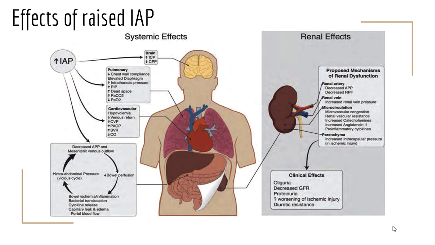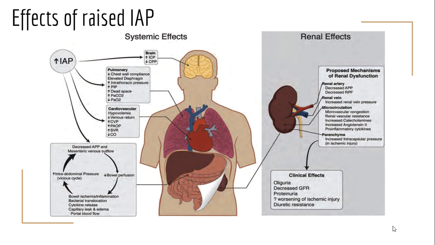So here are the various systemic effects of IAP. In the brain, it increases intracranial pressure and decreases cerebral perfusion pressure. In the lungs, it decreases chest wall compliance, elevates the diaphragm, increases intrathoracic pressure, peak inspiratory pressure, and dead space, causing hypercarbia and hypoxia. In the cardiovascular system, it decreases venous return, increases CVP, PAOP, and SVR, and decreases the cardiac output. In the abdomen, it decreases abdominal perfusion pressure and mesenteric venous blood flow.